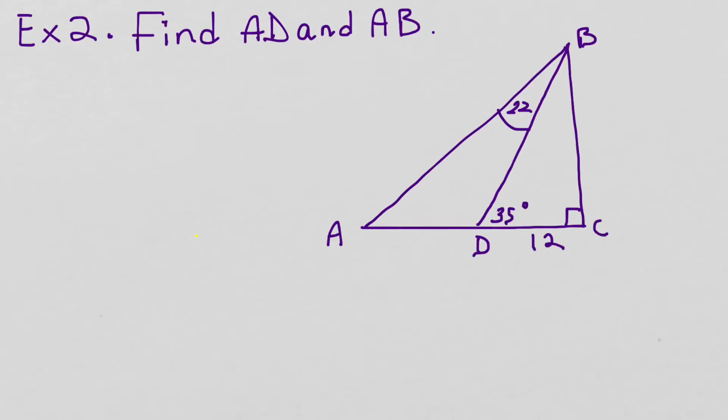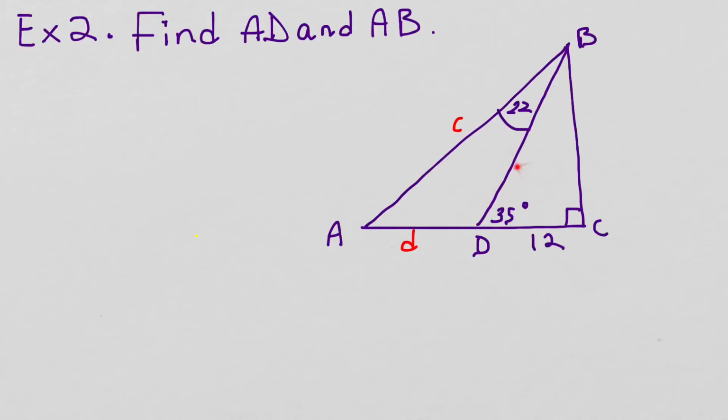So here's our next example. We're going to find AD and AB. I'm going to call AD little d for short, and AB little c for short. So I'm going to find those two dimensions there. Looking at my picture, I'm going to come up with a strategy here.